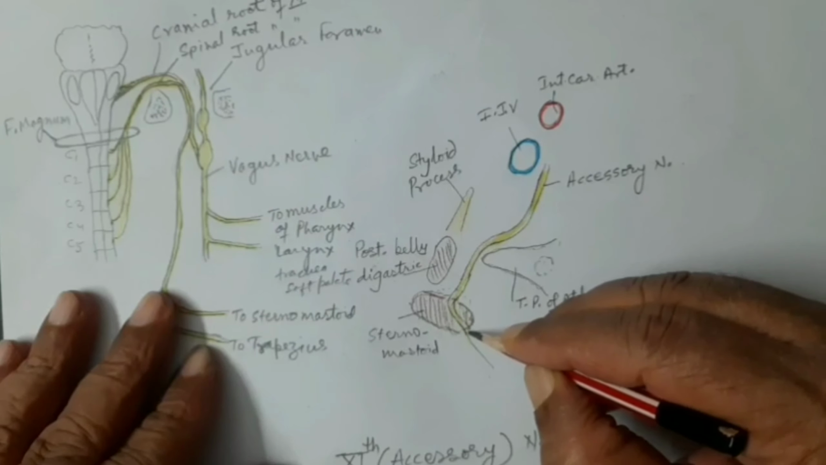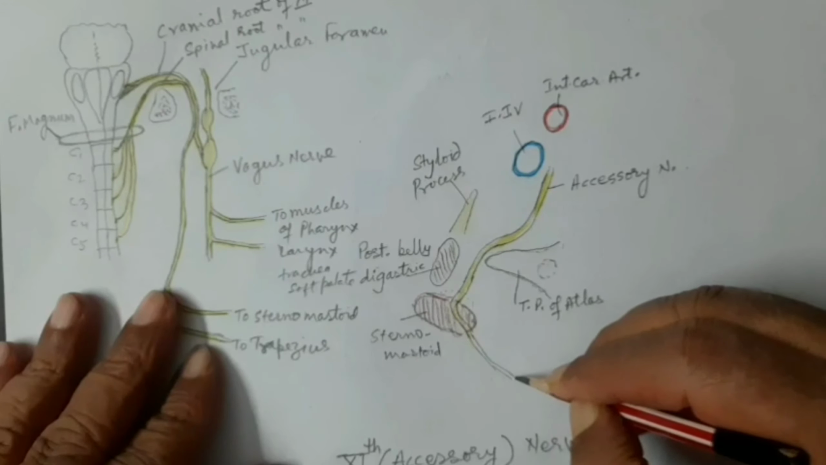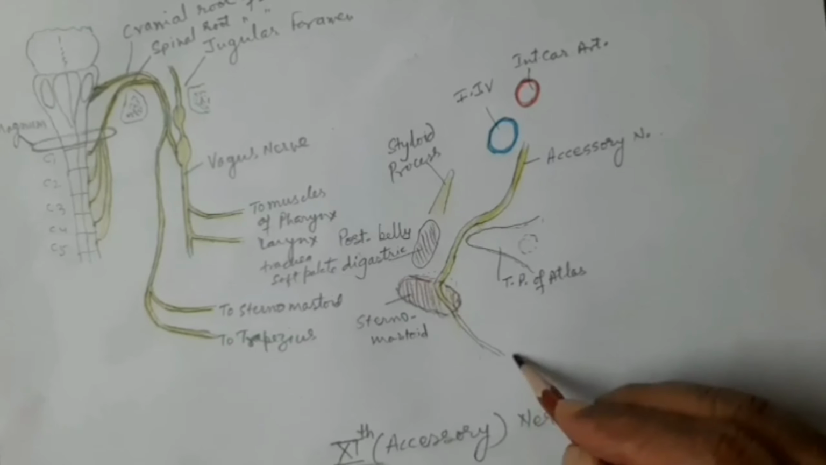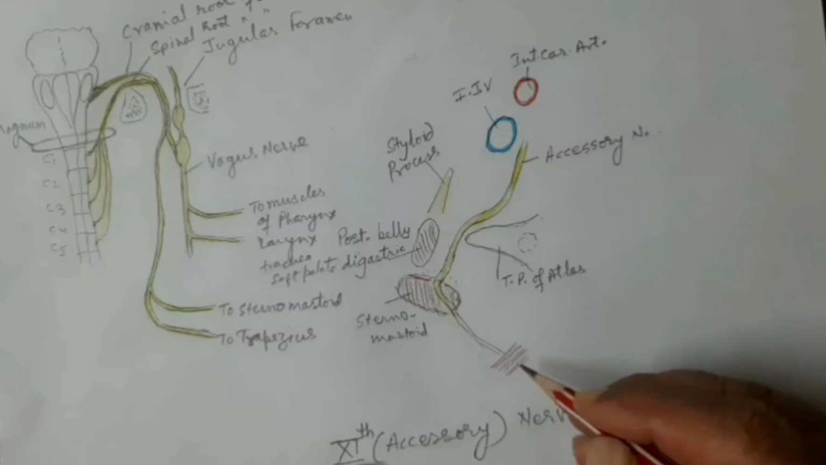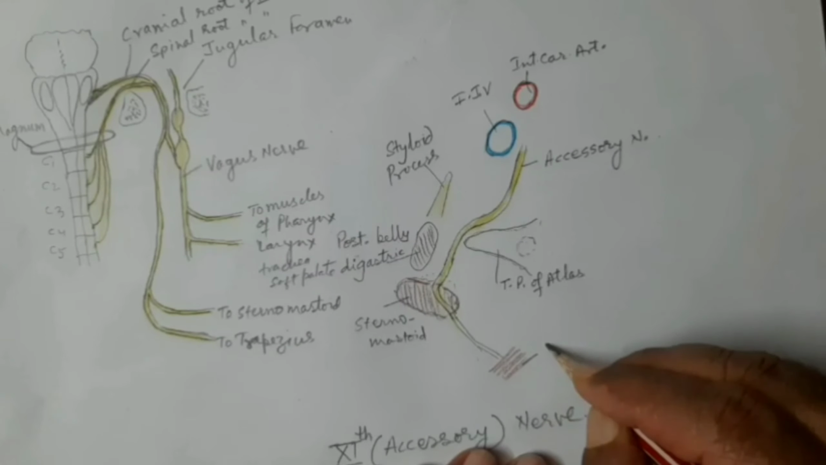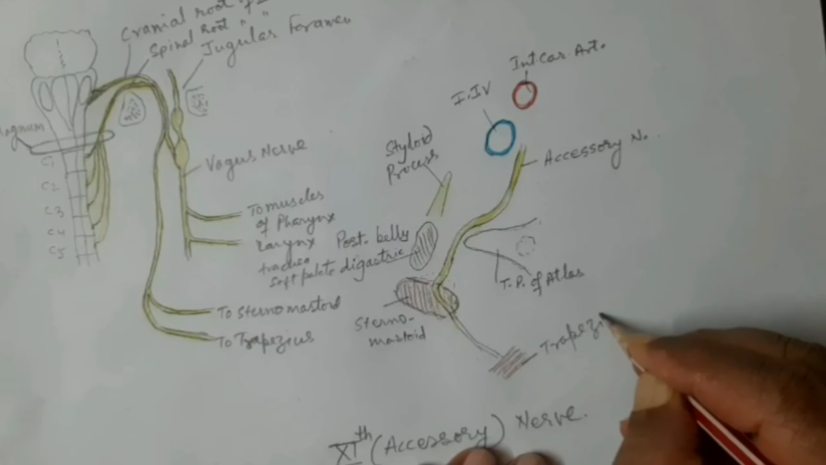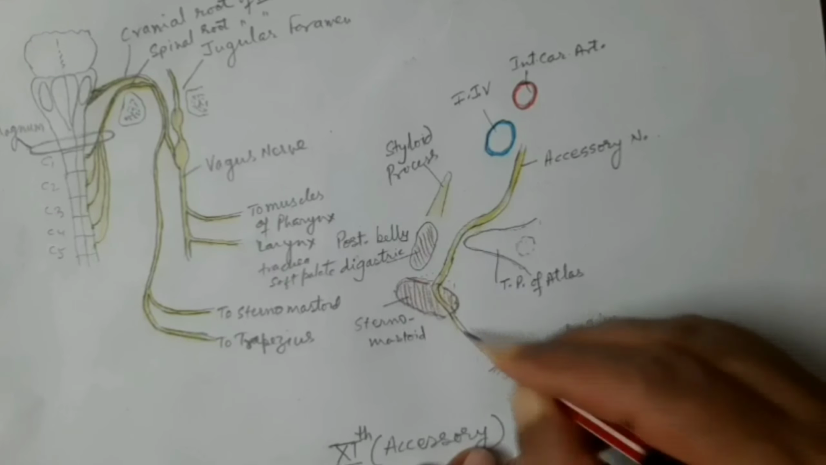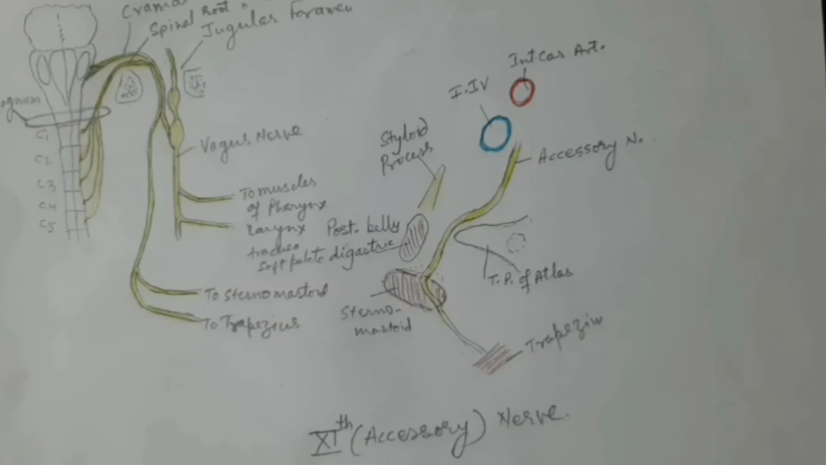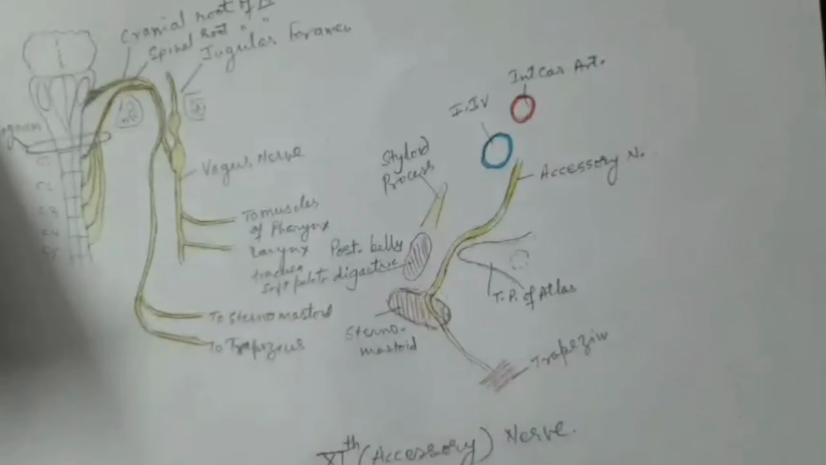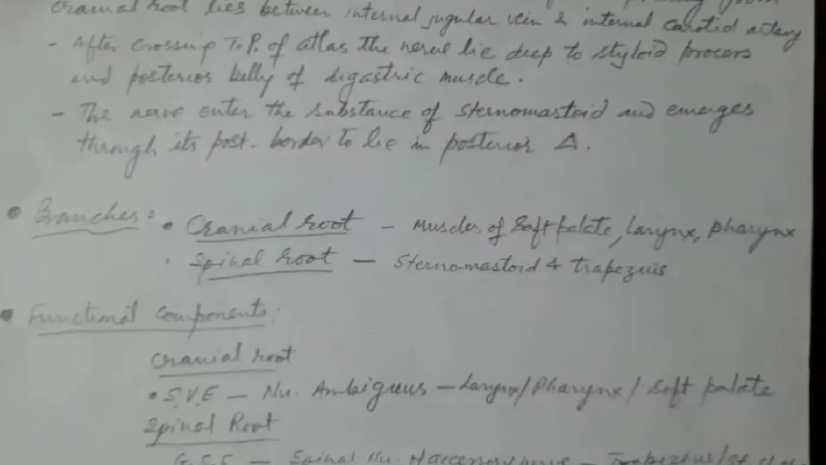So this is the posterior border of the sternocleidomastoid. The nerve travels like that, and here I will draw the anterior border of the trapezius, under which the accessory nerve will disappear. So this is the trapezius. That means from here to here it is the posterior triangle. Now this will supply the under surface of the trapezius and end there. So this is how the spinal branch will be supplying.